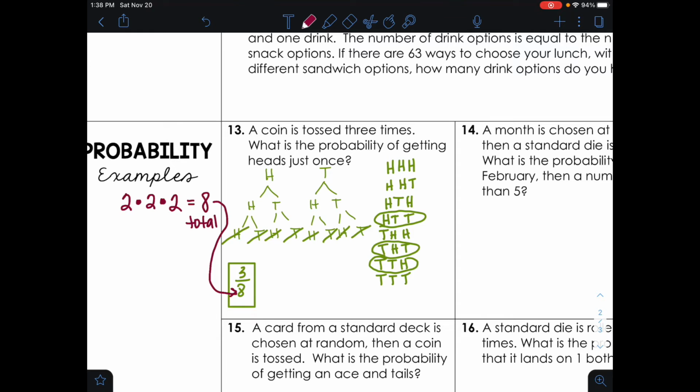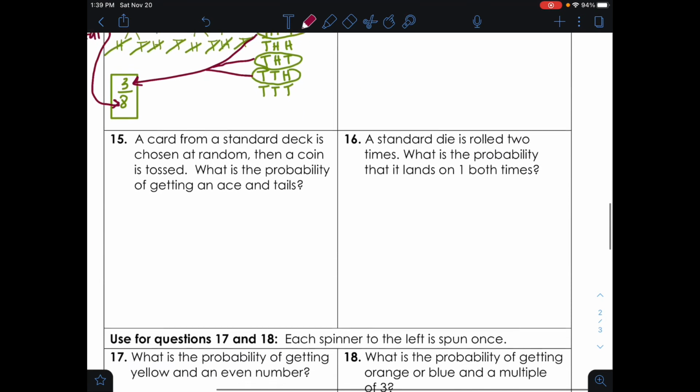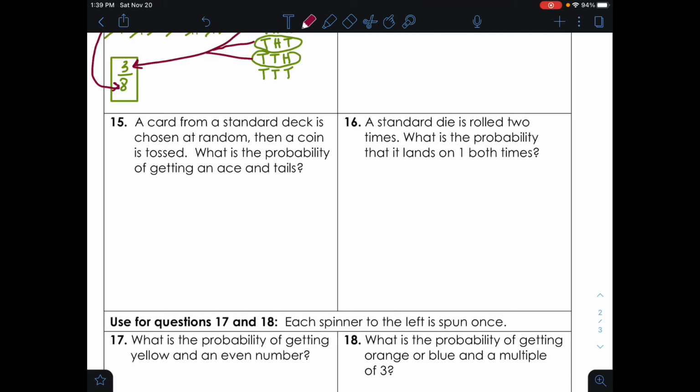Also, you would have to figure out how many of those options just have heads once. So you know, at that point you have to be like, oh, I can do heads, tails, tails, tails, heads, tails, or tails, tails, heads. You just have to figure that part out, and that would be still 3 options that go there. Okay, so yeah. All right, number 15.